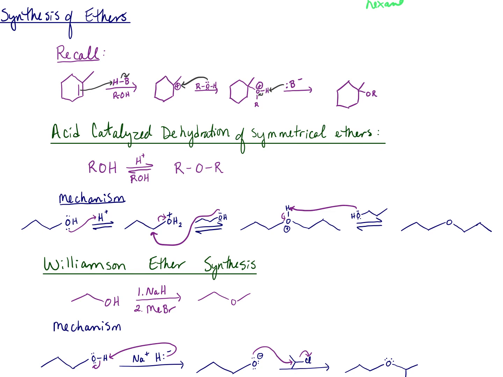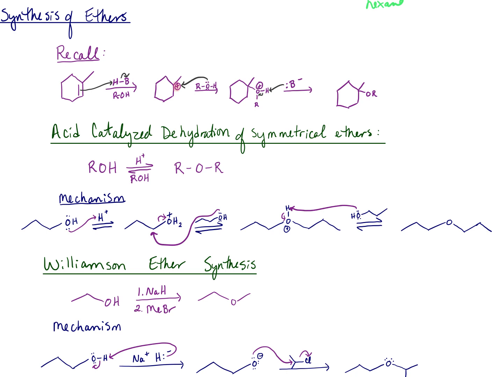Okay, so now we need to know how to synthesize these guys. Well, what we've already seen is that you can make this with an acid and an alcohol. So if you recall, this is very similar to the mechanism that we've seen with acids and water to make an alcohol itself. So if we have an alkene, the electrons would go to the hydrogen. We end up having a base that's a leaving group.